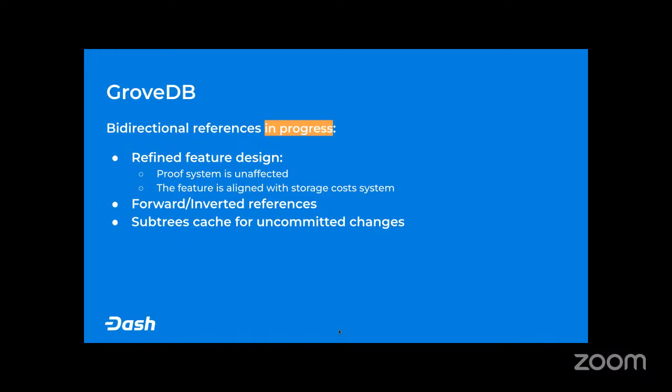So now it seems that the proof system will be unaffected, as well as no updates to the subtrees library are needed. And storage costs are determined as well. So the devs solved plenty of problems, I think, with our communication being the key. So that's some good news to get closer to the point of completion.